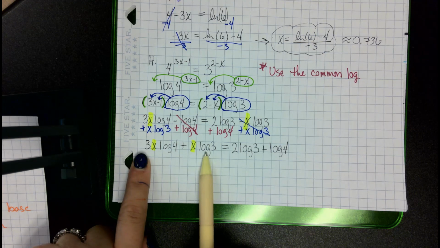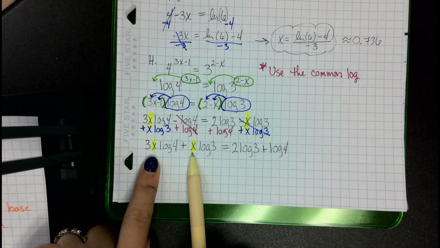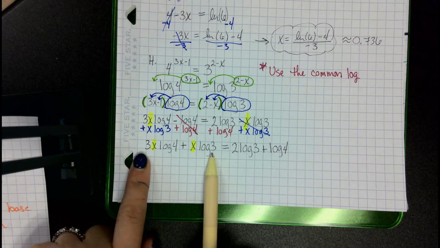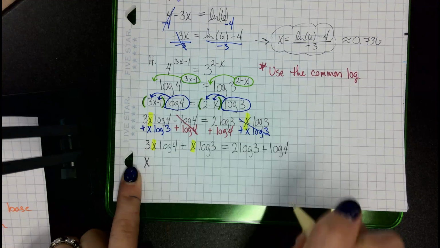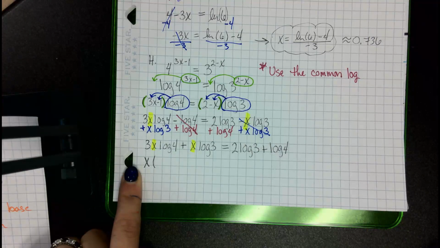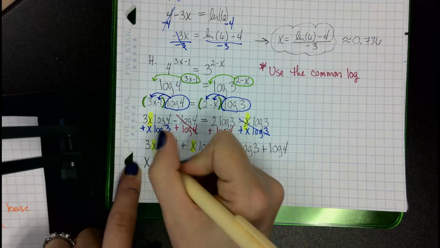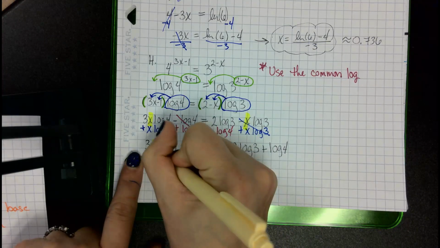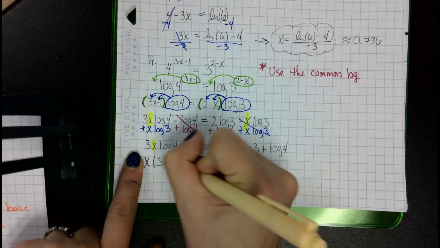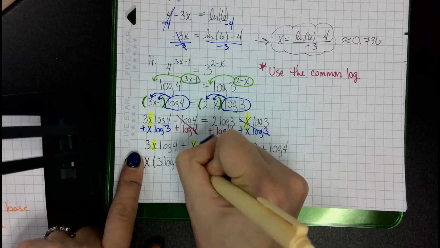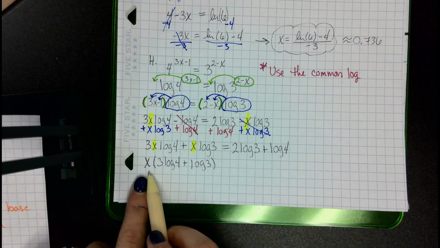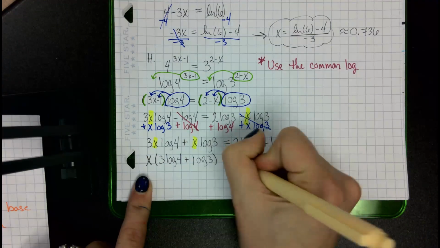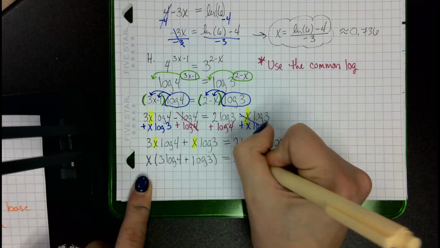Oh, I said that wrong. They both have an x, and then there's extra stuff that's not the x. We want to take the x out front, and then everything that's not the x, put it in parentheses. So the 3 log 4 plus log 3. So I factored out an x as a GCF. Equals the right side. We didn't change the right side at all.